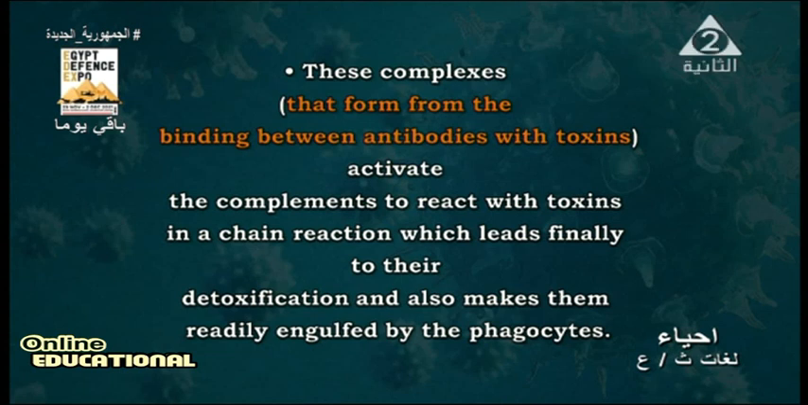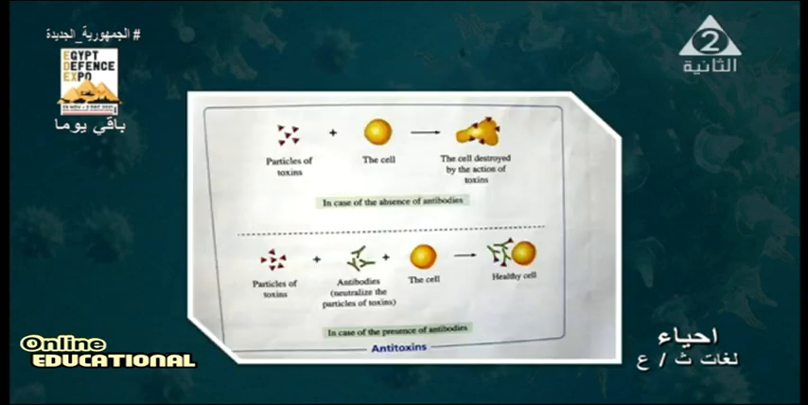Engulfed by phagocytes. What does this figure show? This figure shows part of the toxic substance that is secreted by the viruses, and this toxic substance destroys the cell by its action. The cell takes this by identifying the natural antibody, then the cell takes these natural antibodies to take the toxin outside the cell, to prevent or stop toxification, making detoxification.